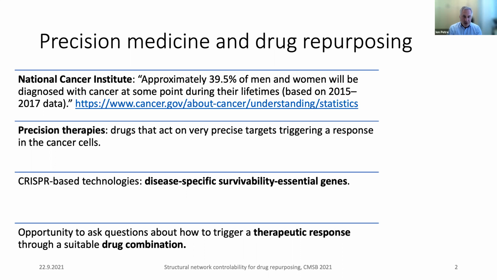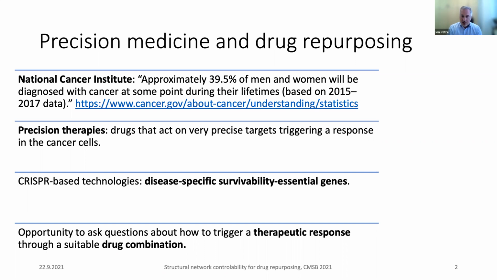These are called disease-specific, so they can be discovered specifically for a certain disease and even specifically for a cell line. So, disease-specific survivability essential genes. These are genes that are really essential for the survivability of the tumor cells. And so all of this leads to the opportunity to ask questions about how to trigger a therapeutic response in a disease through a suitable drug combination. And these drugs might even be repurposed from what they were originally designed for, opening the door to the idea of drug repurposing.